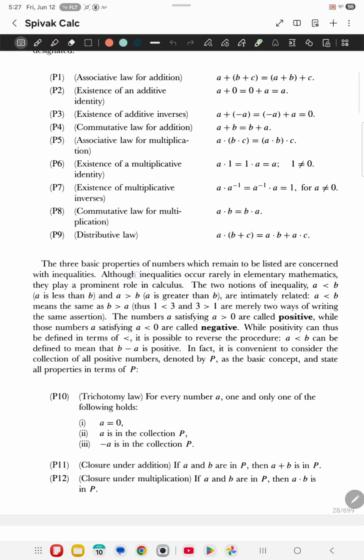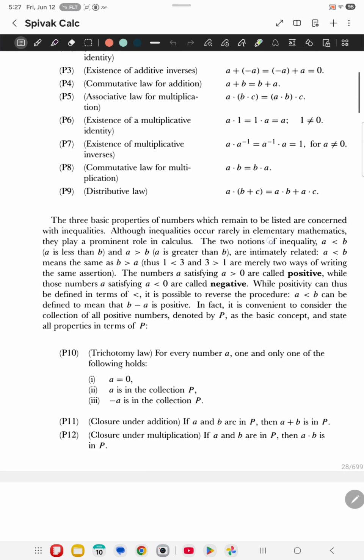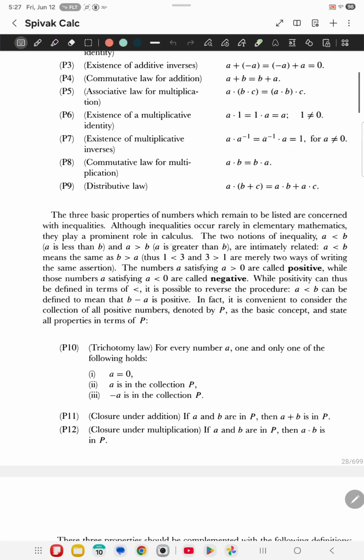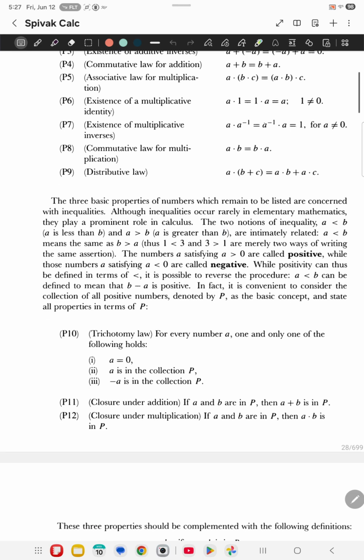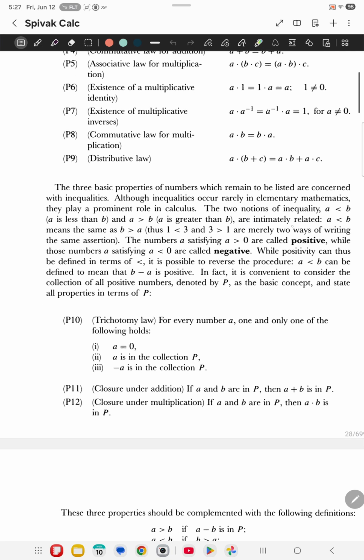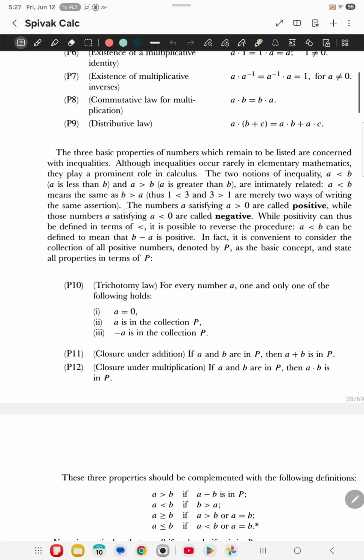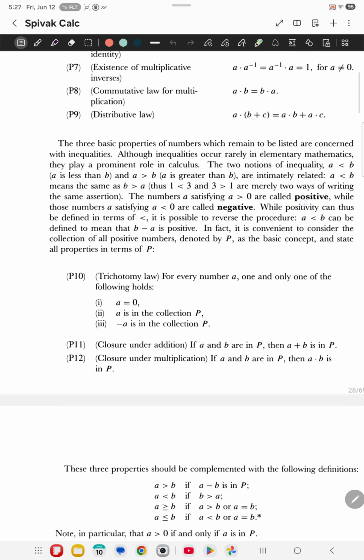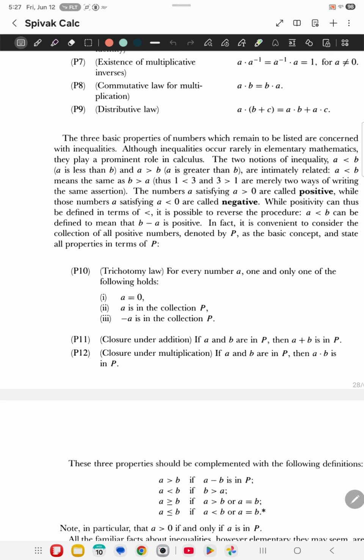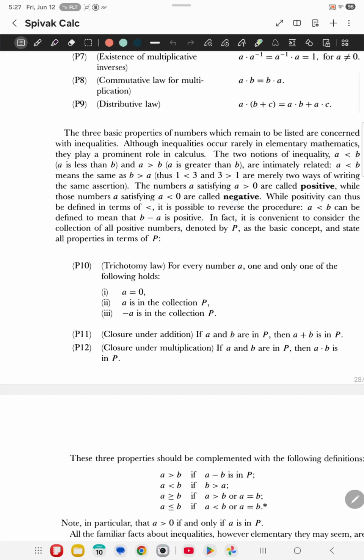Ooh, exciting stuff. Although inequalities occur rarely in elementary mathematics, they play a prominent role in calculus. The two notions of inequality, A is less than B and A is greater than B, are intimately related. A is less than B means the same as B is greater than A. Thus 1 is less than 3 and 3 is greater than 1 are merely two ways of writing the same assertion. The numbers A satisfying A is greater than 0 are called positive, while those numbers A satisfying A is less than 0 are called negative.